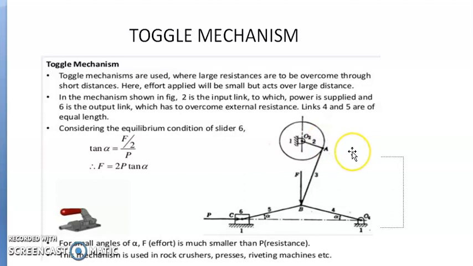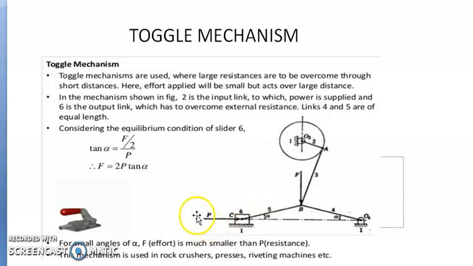So you have link OA, which is going to rotate. It is connected by AB. To AB you have two links 4 and 5, which are of equal length. The link 4 is pivoted about the point 1, whereas the link 5 is attached to a slider.